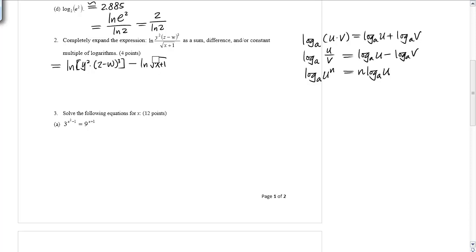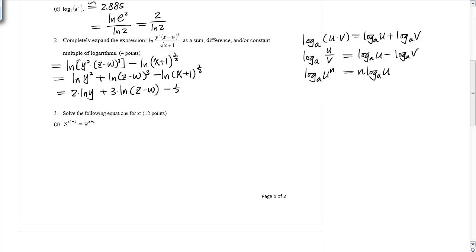Don't forget, square root is actually the 1/2 power. Okay, and then for the first term, we can apply the product property: ln y to the second power plus ln (z minus w) to the third power, minus ln (x plus 1) to the 1/2 power. And then we can apply the power property, and we will have 2 multiplied by ln y plus 3 multiplied by ln (z minus w), and then minus 1/2 times ln (x plus 1).